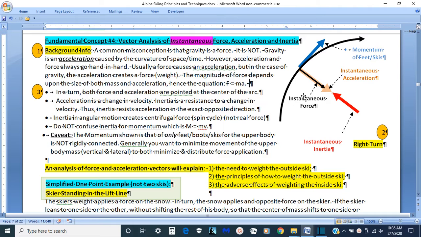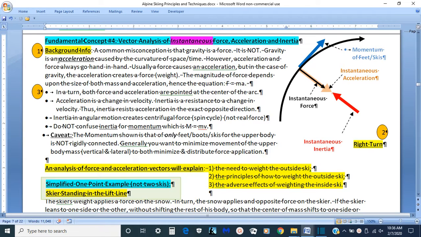Okay. Now this is going to change. For example, at the start of the turn, it's aimed this way, right? Over here, it's going to be aimed this way. All right, so it's changing. That's why I say we're talking about instantaneous, right? At this moment. It's going to be changing as you go around.